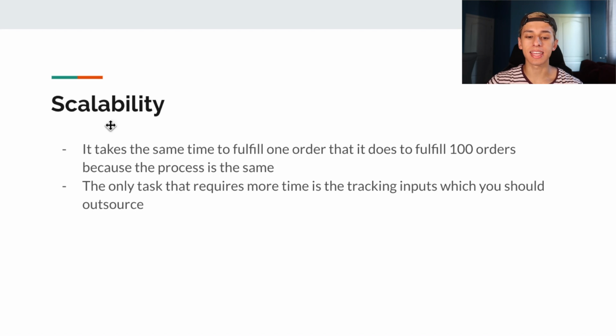A big benefit is the scalability. It takes essentially the same amount of time to fulfill one order as it does to fulfill 100 orders, because you literally are just exporting the orders and then sending them via CSV. You edit the columns. The amount of orders you have doesn't determine how many columns you have to edit. It's the same thing. And then, yeah, it's normally the same process. The only thing that takes longer is the tracking number inputs, but again, you can outsource that. It's very easy and won't cost you much at all.